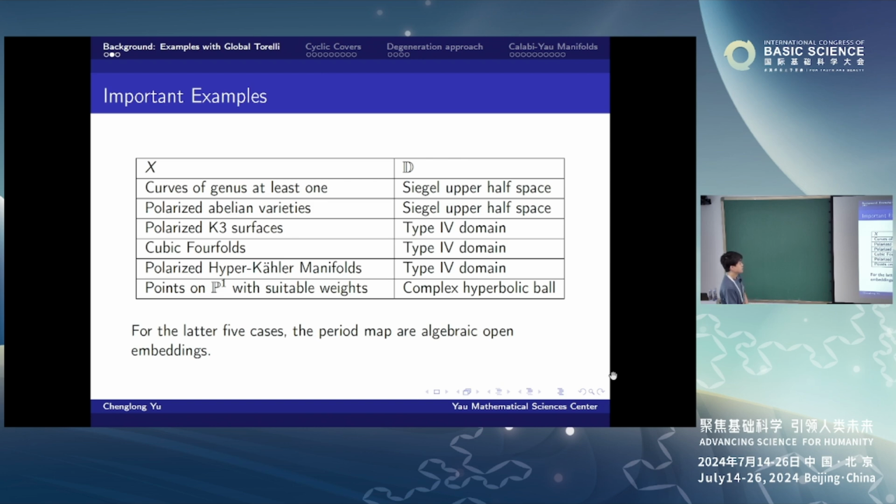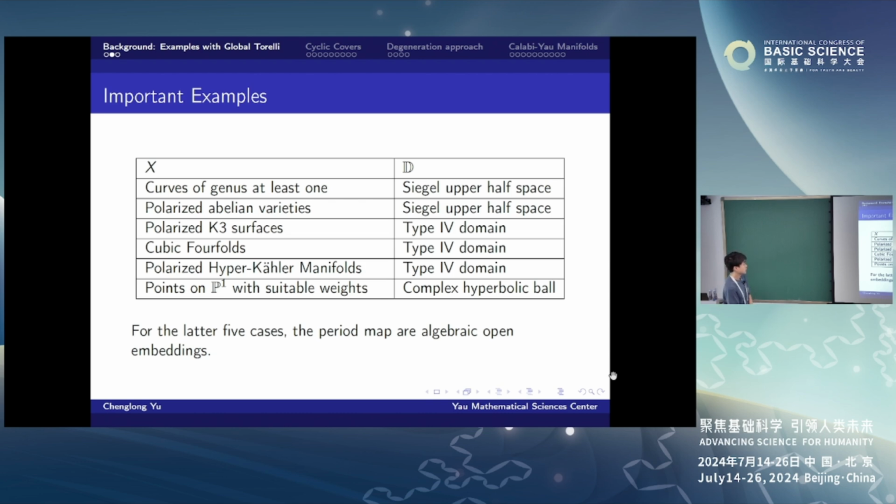And for polarized abelian varieties, you also consider H^1, and this is almost tautology. So the moduli, or how this abelian variety varies, is entirely captured by its first cohomology. So this gives you also the Siegel half space. And for polarized K3 surfaces, the corresponding period domain is a type IV domain in Cartan's classification. And we also have some other examples with type IV domains.